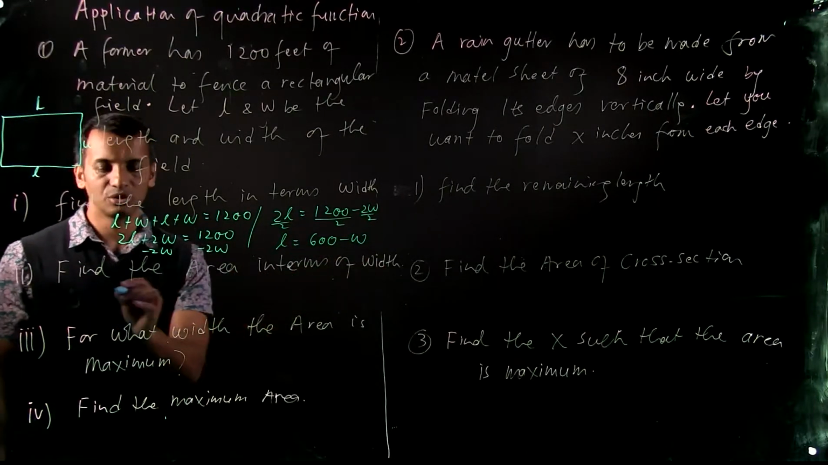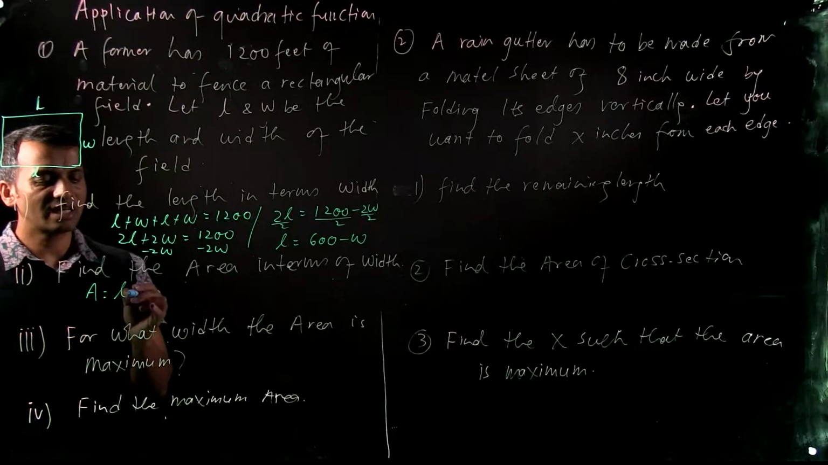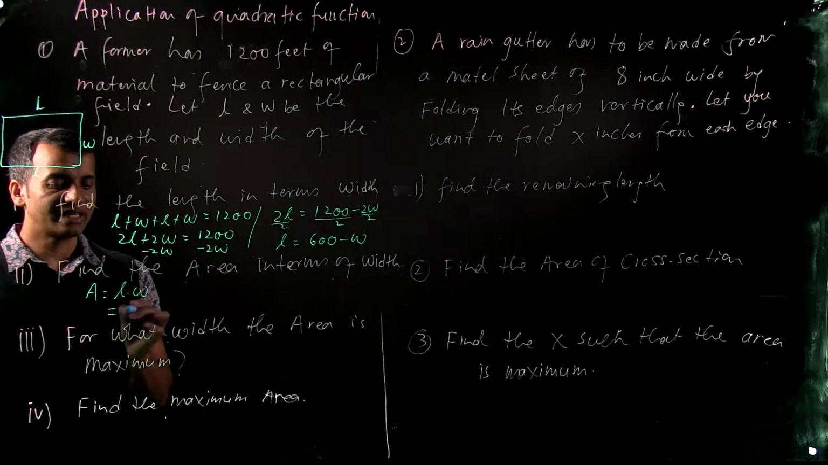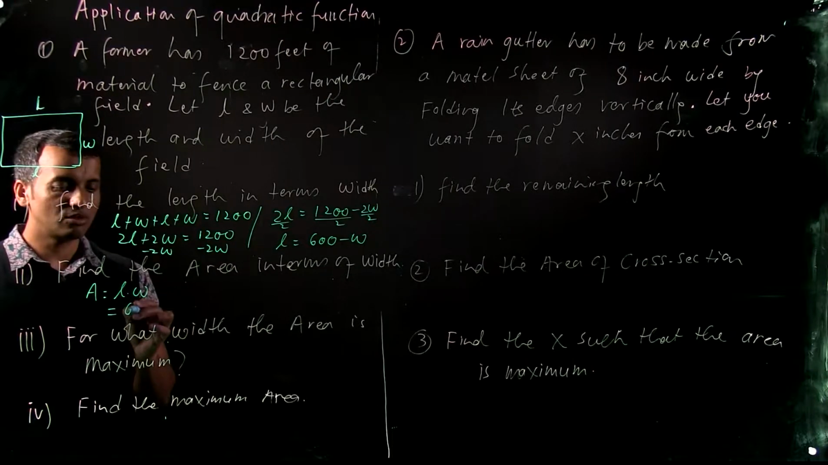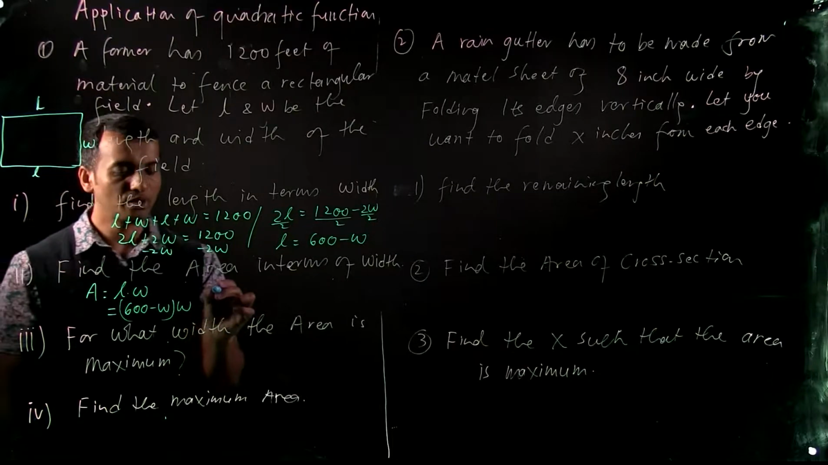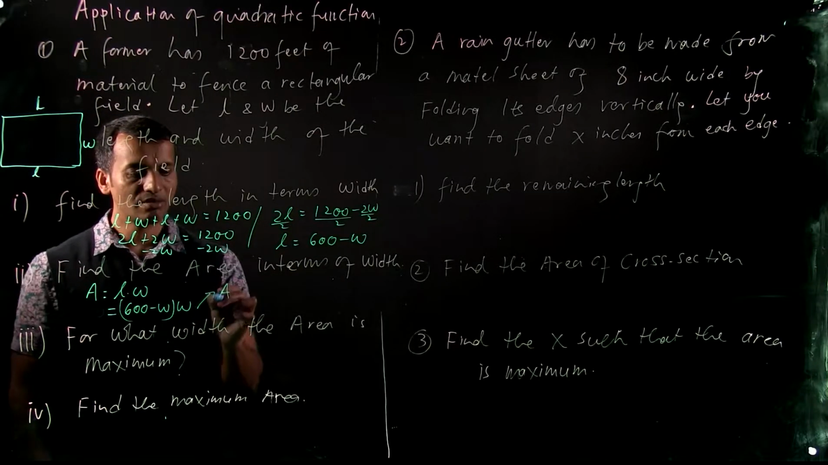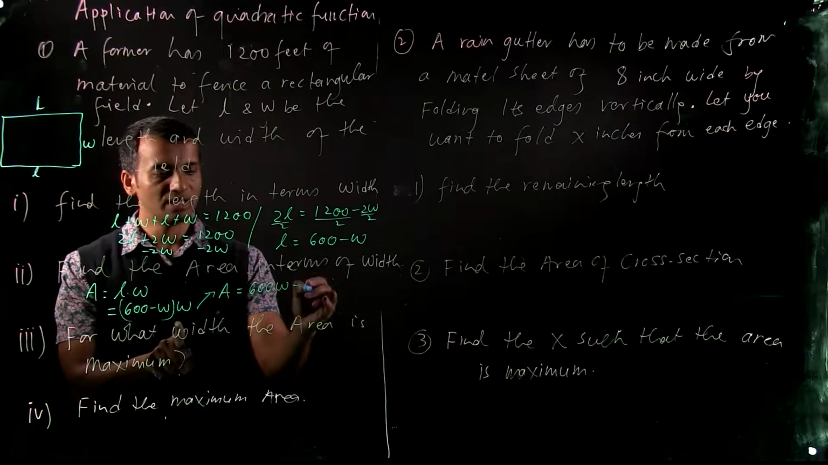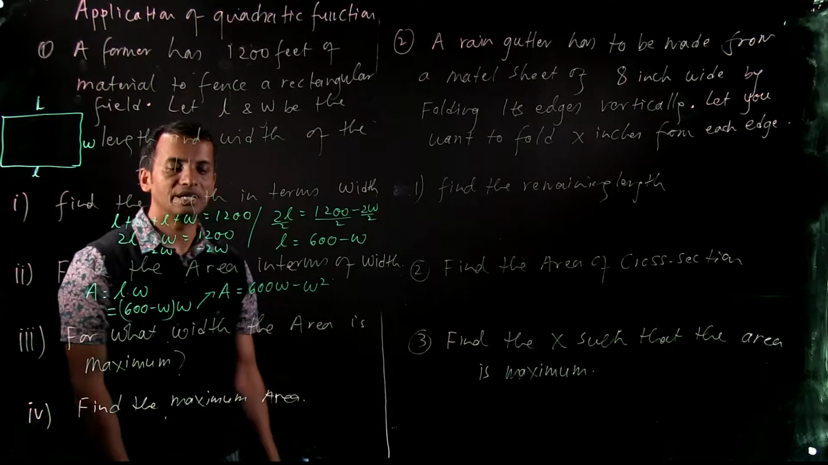Next question is find the area in terms of width. What is the area? Area is L times W for the rectangle. L is 600 minus W, times W. So A becomes, after distributing, 600W minus W squared. That is A.